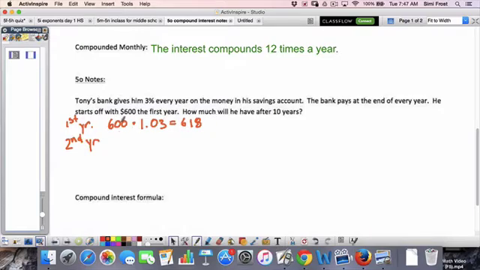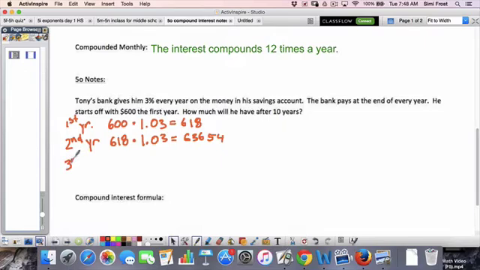So now we're not just going 600 times 1.03 again and saying he gets $18 each year. He's going to get a little bit more each year, because we're going to take the 618 times 1.03. And when we multiply this, he gets $636.54. And if you were to break this apart, the 3% he got this year was actually $18.54. So the previous year he got $18, then he got $18.54.